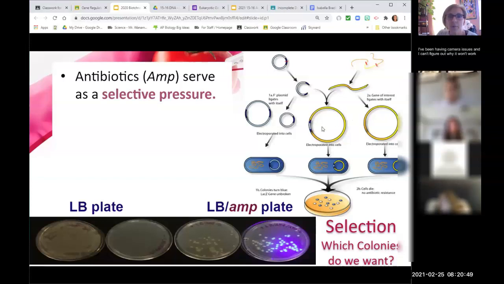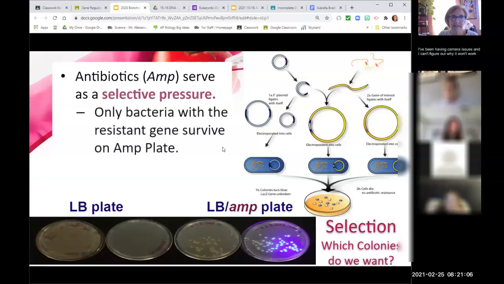Okay, so we're going to put both of those traits into one plasmid. We're going to put the insulin gene as well as the AMP resistant gene, penicillin resistant is the example I'm using, in there. So if they picked up the penicillin resistant gene, they also picked up the insulin gene. And if they didn't, they didn't.